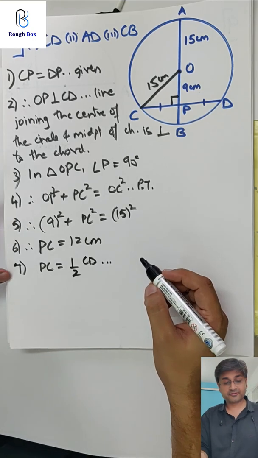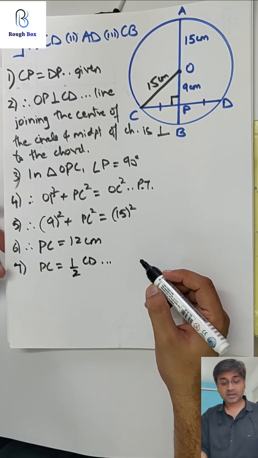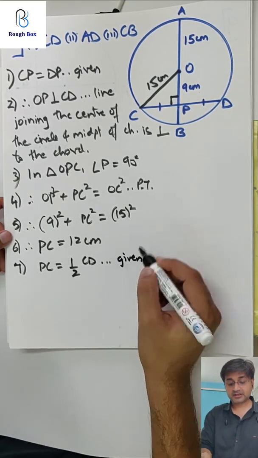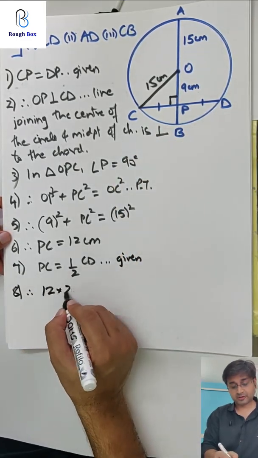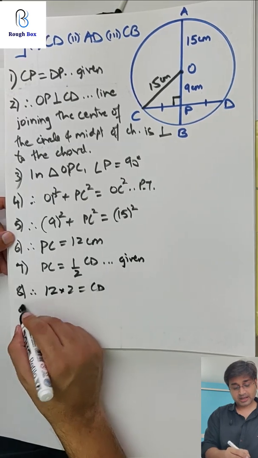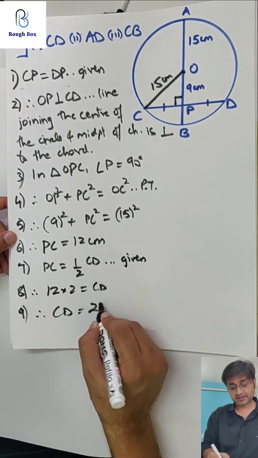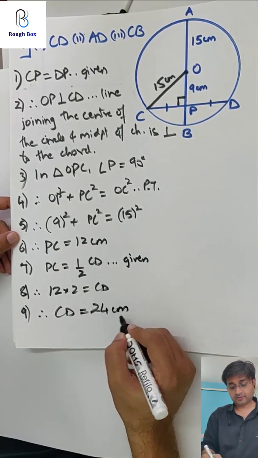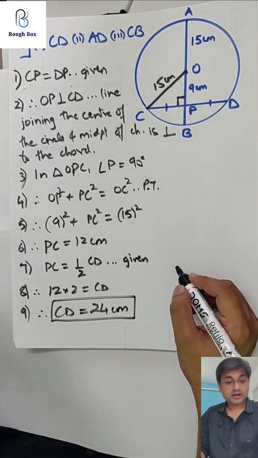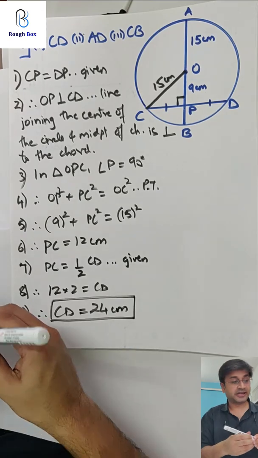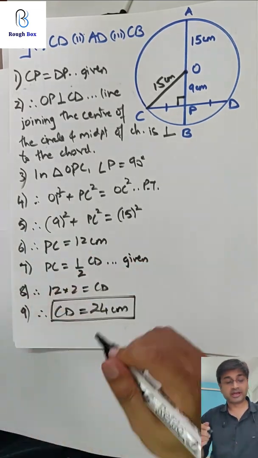This we got. Why? Because it's given that CP is equal to PD. So therefore PC is 12 into 2, that's CD. And finally I can manage to write CD as 24 centimeters. So you got the first part. Now let's get the second part, that is AD. So think, how are you going to get AD?